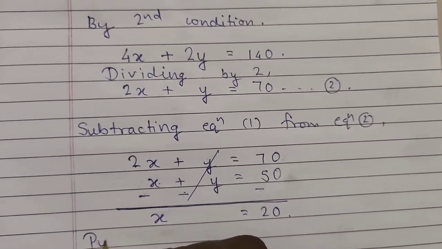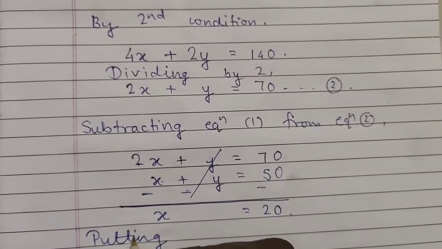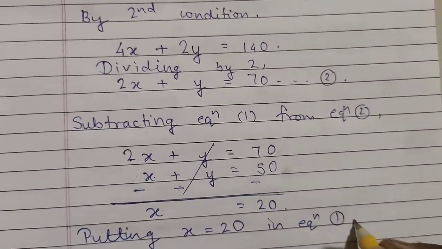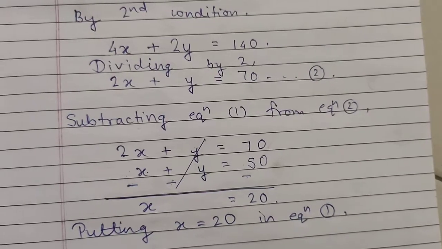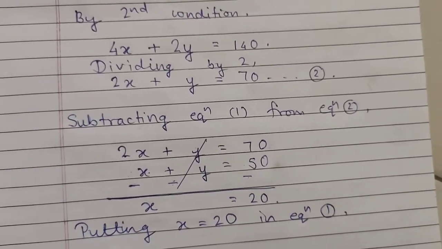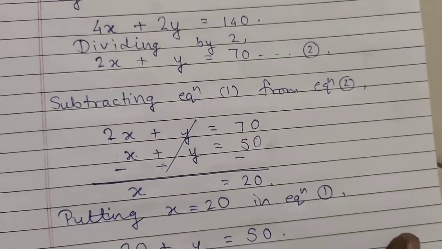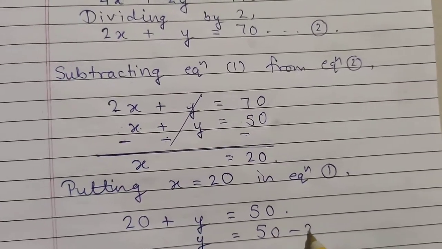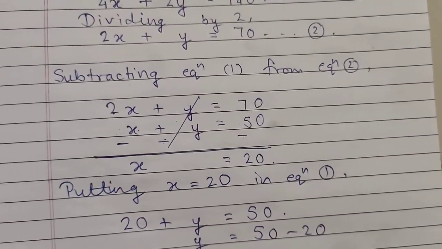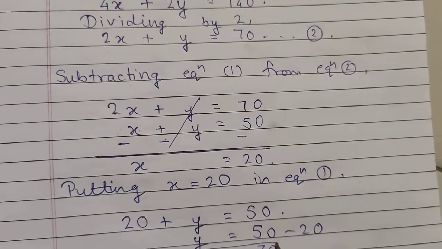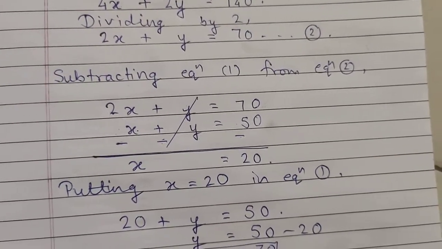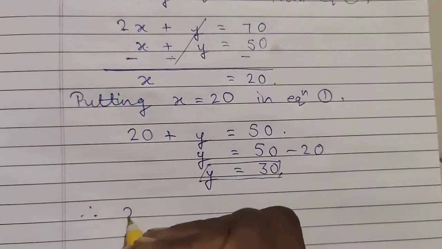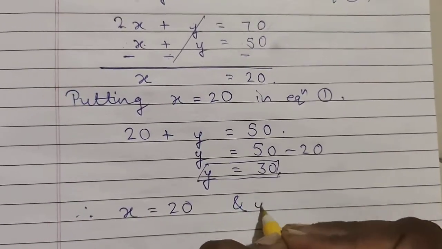Now put this value of x in equation number 1. So putting x equal to 20 in equation number 1. So what is your equation number 1? x plus y. So this becomes 20 plus y. Understood now? Why 20 plus y? Because your x is 20. Now in the next step, transfer this 20. So it becomes 50 minus 20. And 50 minus 20 is how much? 30. So finally you got y as 30 and x as 20. Okay. So you can write your final answer, that is x is 20 and y is 30.